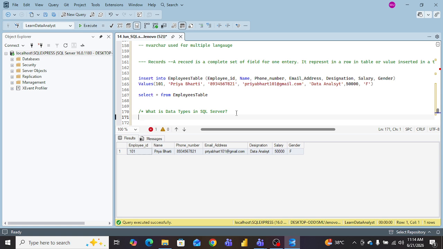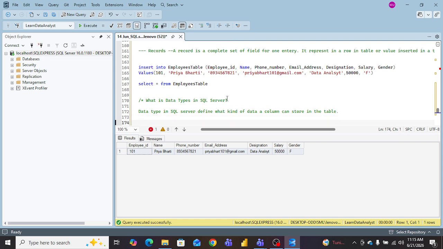So a data type in SQL Server defines what kind of data a column can store, and how it can be stored in the table. Understood?